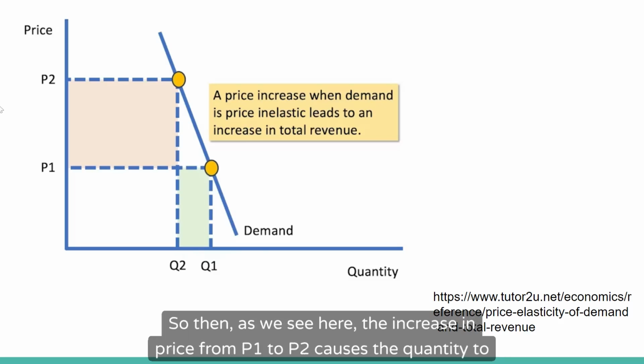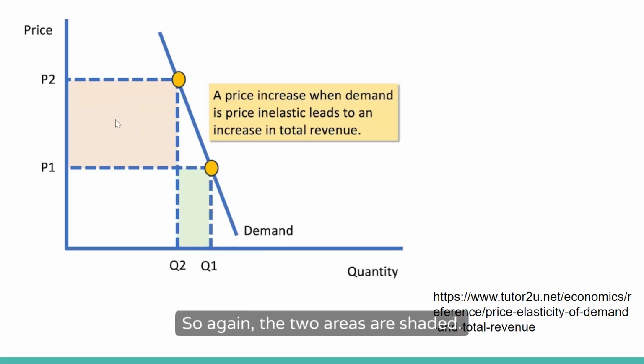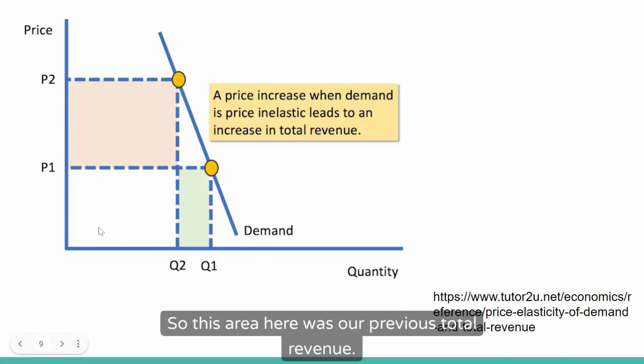So as we see here, the increase in price from P1 to P2 causes the quantity to fall from Q1 to Q2. Again, two areas are shaded, the beige and the green. Initially, we had Q1 and P1. So this area here was our previous total revenue. The area P1 by Q1 represented our previous revenue.